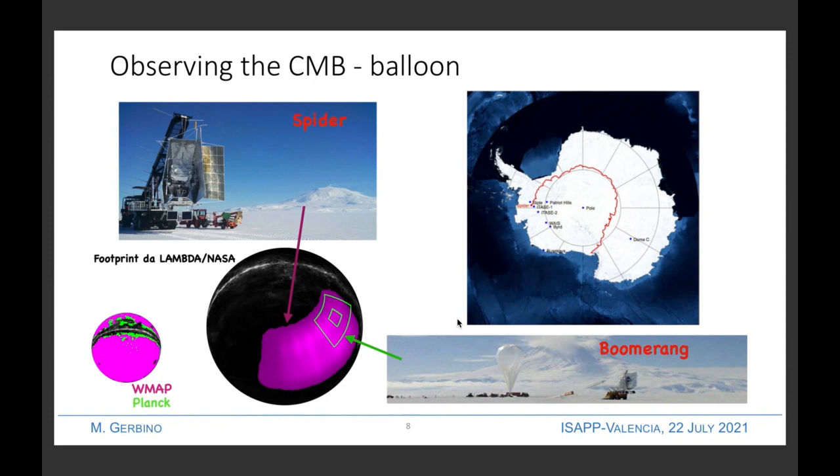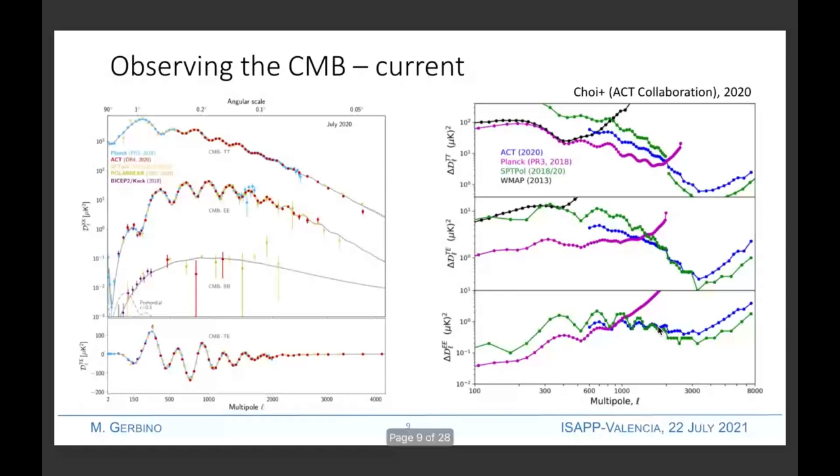Balloons are very important historically, because I don't know if you have ever heard about Boomerang, which was one of the first experiments, if not the first at all, to carry observational proofs of the flatness of the universe. But let's go back to the current times, and this is the situation today.